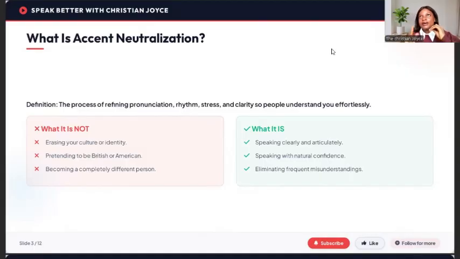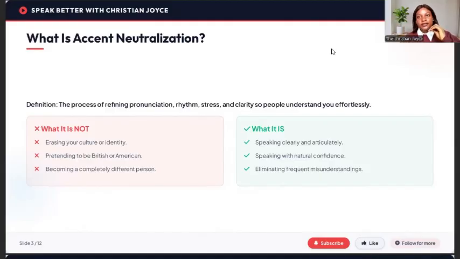I had a situation whereby I was training a couple of persons on the American accent, and a lot of them had this concern. I'll tell you that acquiring an accent is a skill and it doesn't take away or erase your culture or identity. The next, it is not pretending to be British or American or any other English native countries. It's not. And lastly, it is not becoming a completely different person.